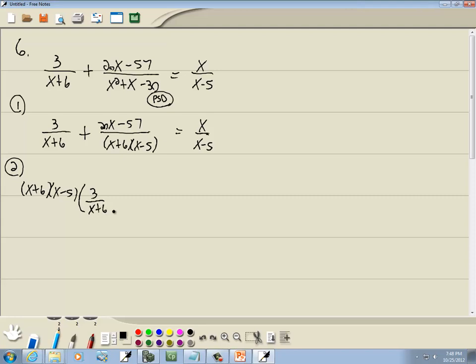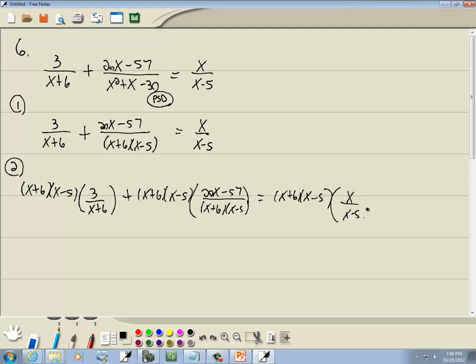Multiply it by the 3 over x plus 6. Multiply it times the 20x minus 57 over x plus 6, x minus 5. And we'll multiply it times the x over x minus 5. Now let's see what cancels. The x plus 6's cancel there. The x minus 5's cancel here. The x plus 6's cancel there. And over here, the x minus 5's cancel.